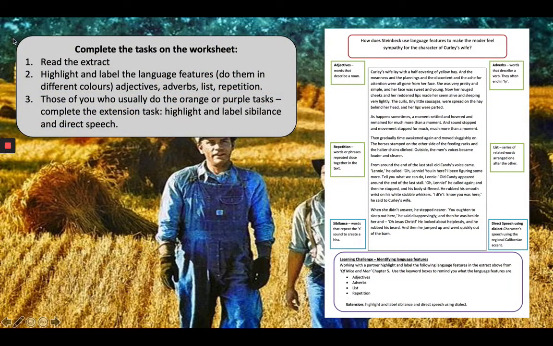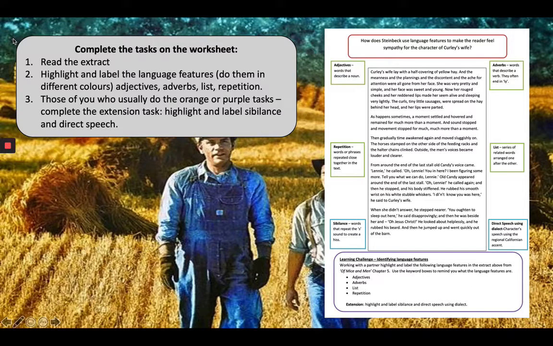So the worksheet you can find is saved on Class Charts. So I'm going to read through the extract for you, and then you need to do the tasks that are written on the left of the PowerPoint, and we'll run through those together. So the big question that we're looking at is, how does Steinbeck use language features to make the reader feel sympathy for the character of Curly's wife?